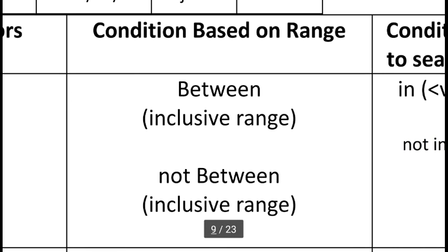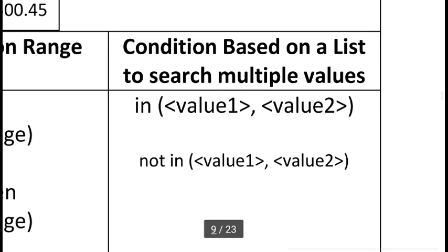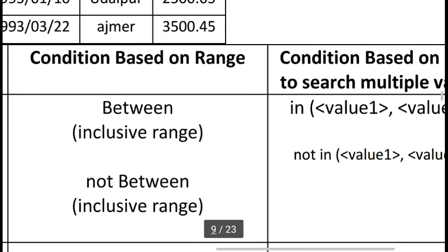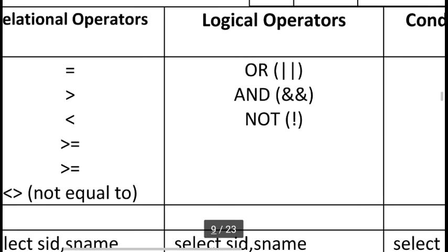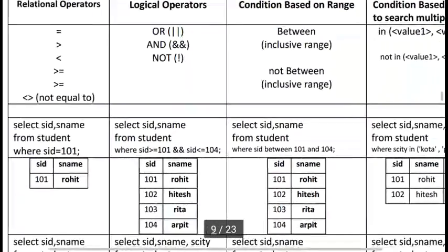There are other ways we can use. Suppose we want to see the data in a particular range, so we can use BETWEEN and NOT BETWEEN. BETWEEN means inclusive, NOT BETWEEN means exclusive range. Or IN, a condition based on a list to search multiple values. Suppose we have more than one value in a particular list, we can use IN. Or if we want to exclude them, we can use NOT IN. So IN, NOT IN, BETWEEN, NOT BETWEEN, OR, AND, NOT, and relational operators are the operators we can use to see the selected rows.